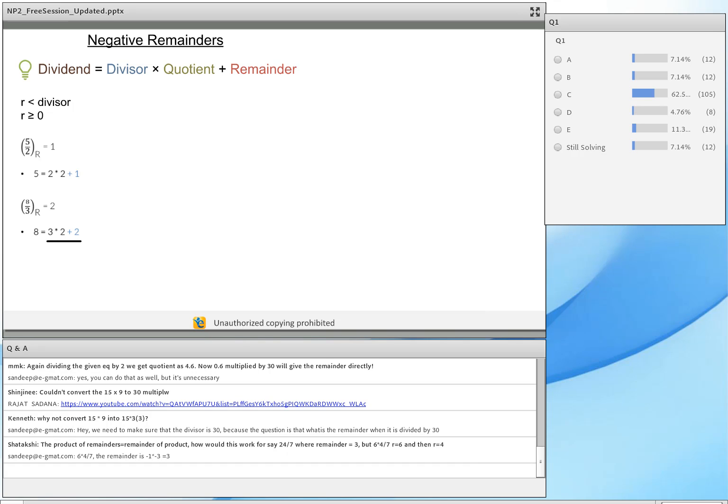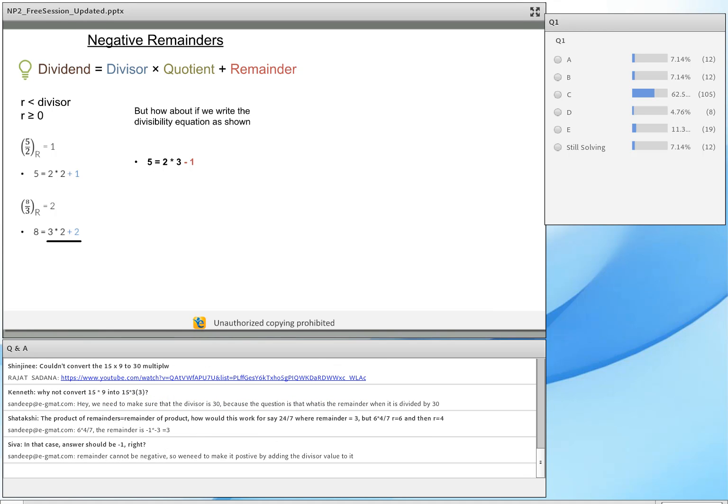Now, there's another way to express this. What if we write down 5 as 6 minus 1, which means 2 times 3 minus 1, and 8 as 9 minus 1, which is 3 times 3 minus 1? Remember, here we are still dividing by 2, and here we are still dividing by 3. These are what we call negative remainders. So we get the remainder over here as minus 1.